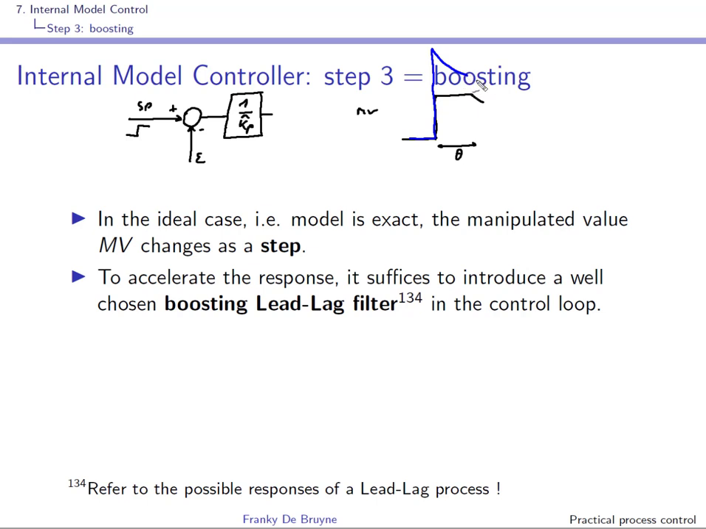All right, and again, when the process starts to react, you'll deviate from this, and by looking at this now, you should kind of know what you should do, especially since it is written over here. You should use a lead lag filter in the control loop, so you should add a lead lag filter just behind this gain 1 over kp hat, right?